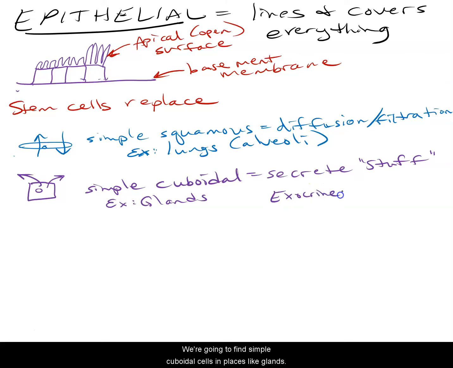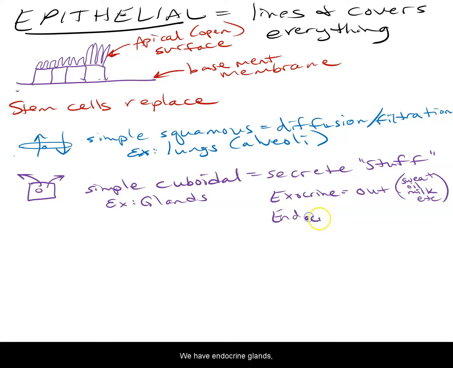So we're going to find simple cuboidal cells in places like glands. There are two main kinds of glands: exocrine glands, which secrete stuff out of the body like sweat, oil, milk, or other substances. And we have endocrine glands, which send their secretions through ductwork into the body or into cavities within the body, and they secrete hormones.